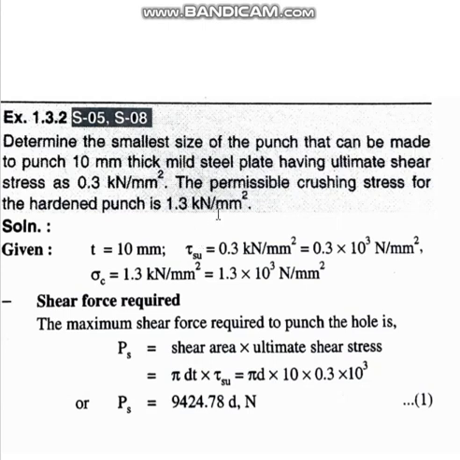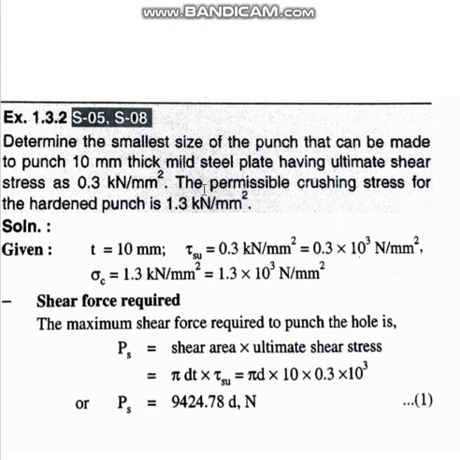Shear stress. Shear stress is given by tau, and tau s, and because it is ultimate you put u also. Tau su is 0.3 kilonewton per mm square. If you remove kilo, it becomes 0.3 into 10 to the power 3, kilo is 10 cube, newton per mm square. This is the shear strength of the plate.